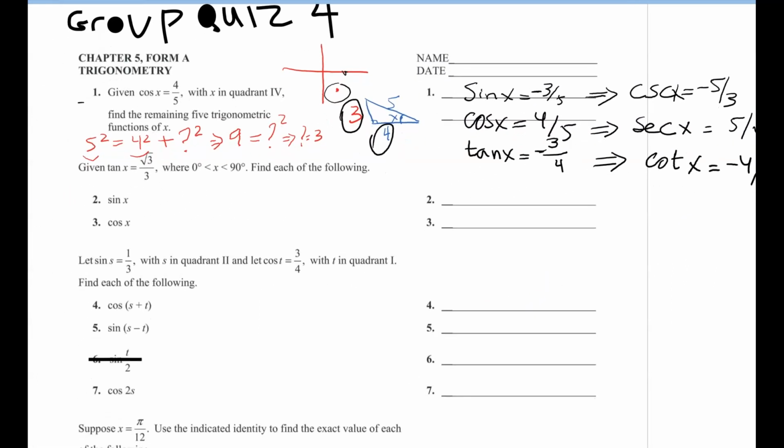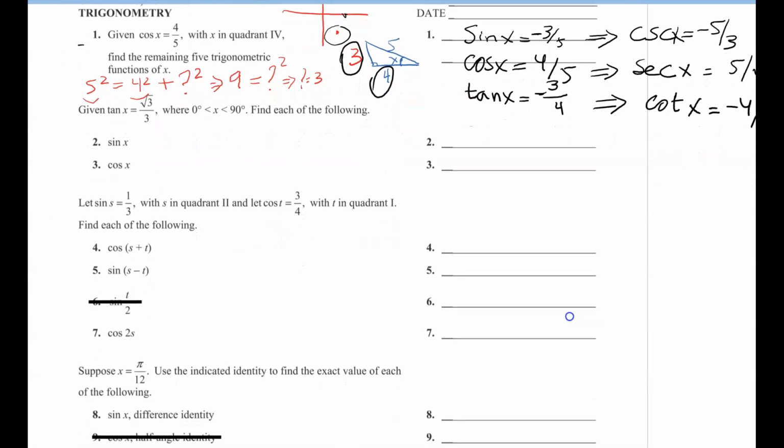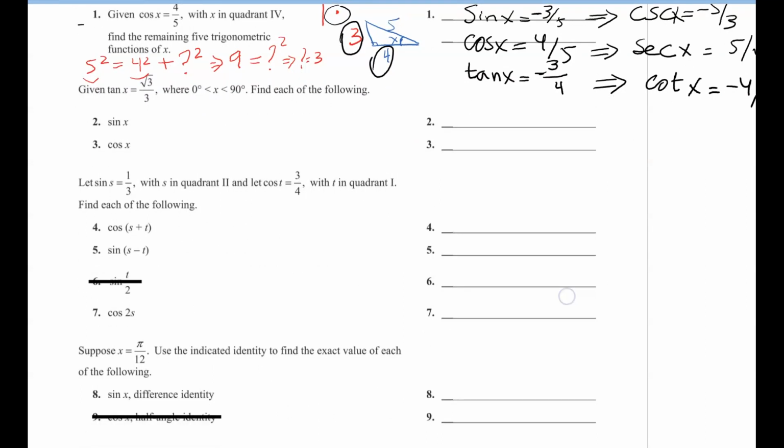Okay, let's do another question. I'm going to do number 4. For 4 and 5, or 7, you just use formulas. Depending on which one, you use the related identity. I'm going to do 4, which is cosine of s plus t. First, you need to write the formula, or identity, out.